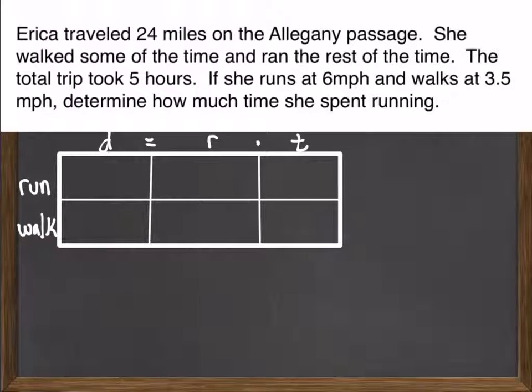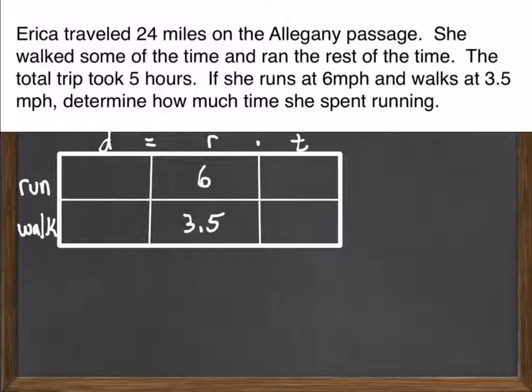So we look first for what we're given, what information we know for sure. And that is that her rate running is 6 miles per hour and her rate walking is 3.5 miles per hour. Now, what we want to find out here is the amount of time that was spent running. Well, as we look through this chart, we don't know how far she walked. We don't know how far she ran. We don't know how long she ran. And we don't know how long she walked.